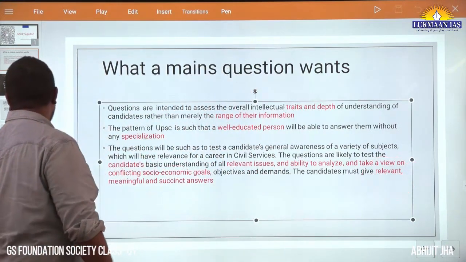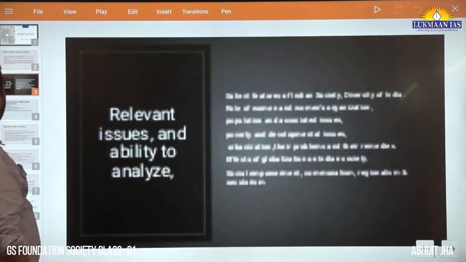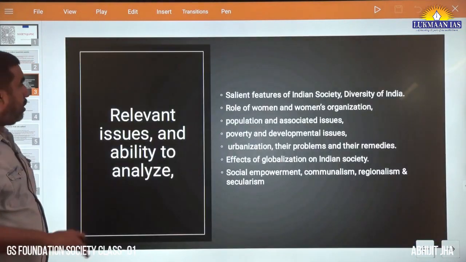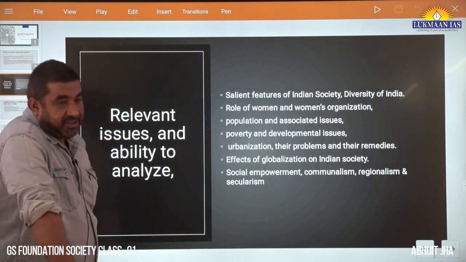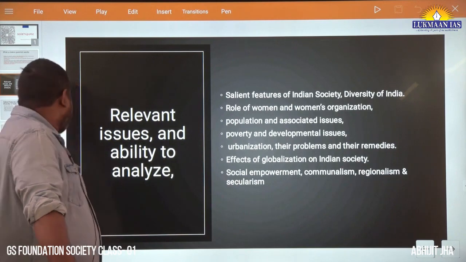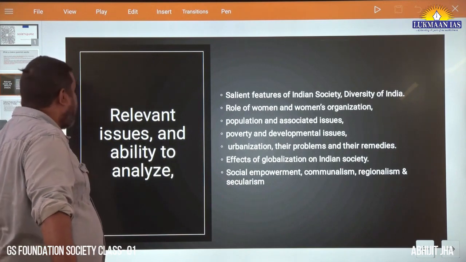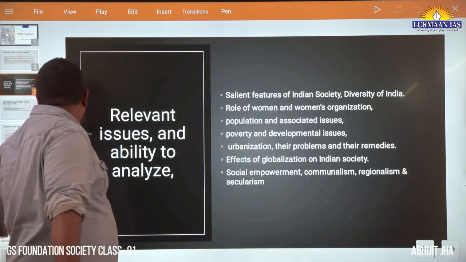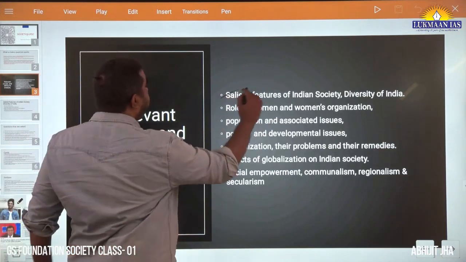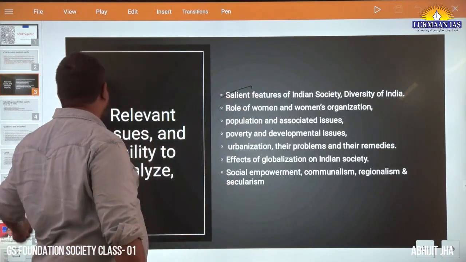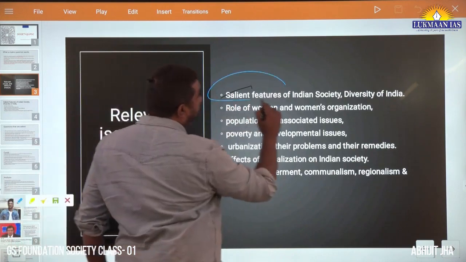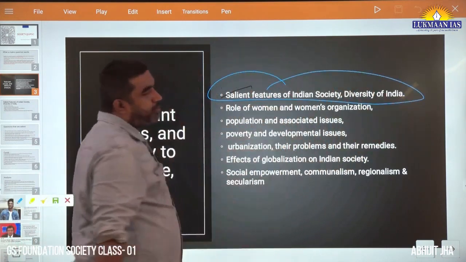Now, what is the syllabus? You must all be aware of the syllabus, okay? Now, salient features of the Indian society. Okay, salient features of the Indian society. Now, this in itself is a very broad topic.